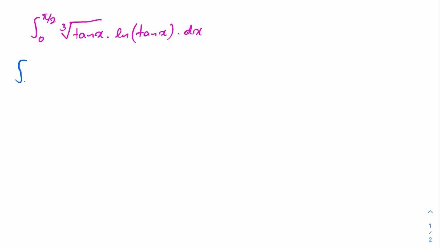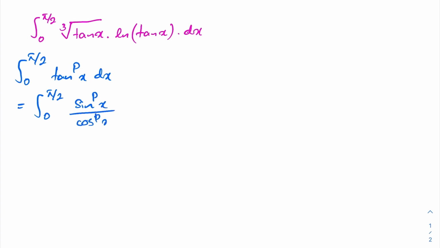I'm going to take the integral from 0 to pi over 2 of tan raised to the p power of x dx. Then we can convert tan into sine and cosine. So the integral from 0 to pi over 2, tan of x is sine raised to the p of x over cosine raised to the p of x dx. Then we can rewrite this as the integral from 0 to pi over 2 of sine raised to the p of x times cosine raised to the minus p of x dx.